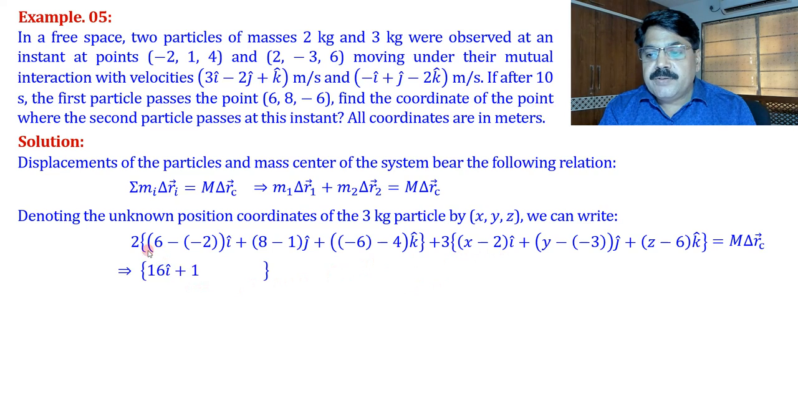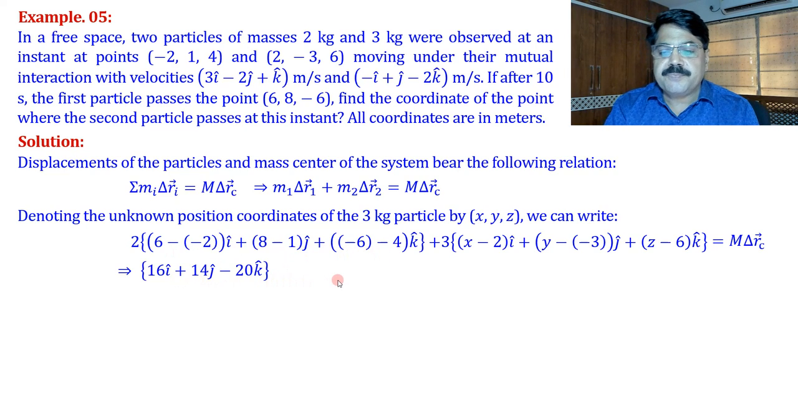So it will be 16 i cap plus 14 j cap minus 20 k cap. Not very difficult. You can verify how much it is. This 6 minus 2, 8 into 2, 16. So we can verify the terms. Now we'll leave it as it is.